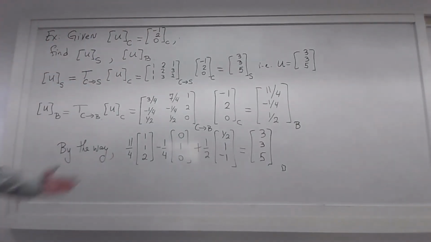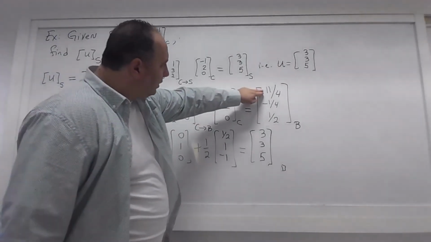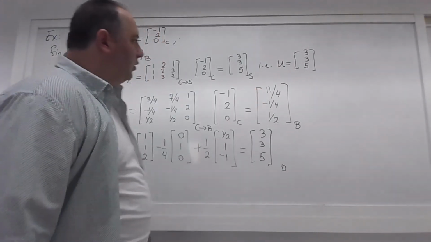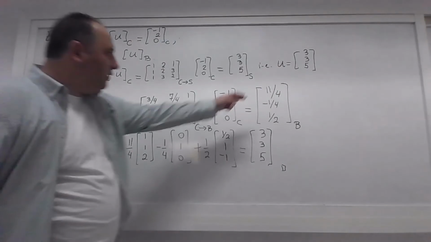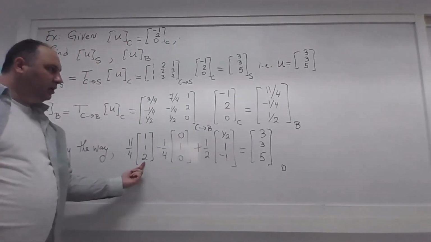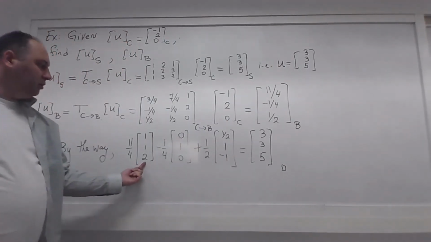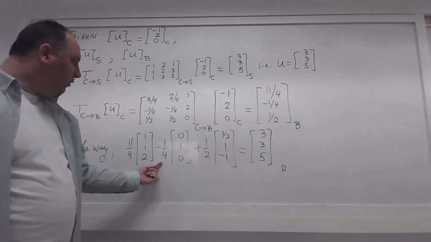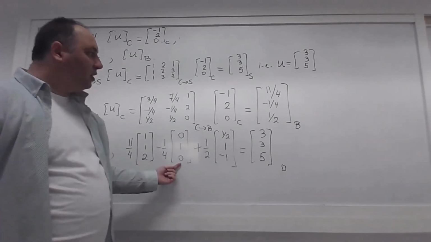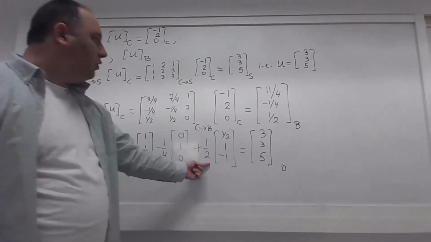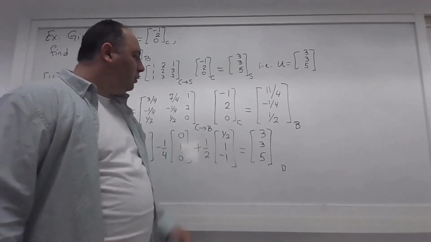What does it mean? Well, it means that these are the coefficients of linear combination. So it's 11 over 4 times first basis vector in basis B, plus negative 1 over 4 times the second basis vector of basis B, plus 1 over 2 times the third basis vector of basis B.